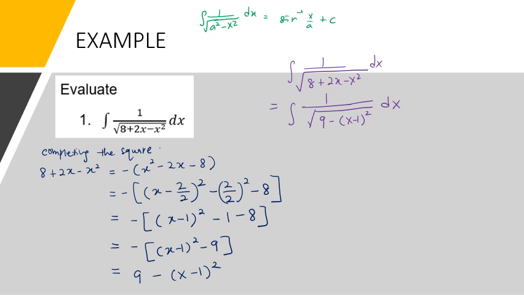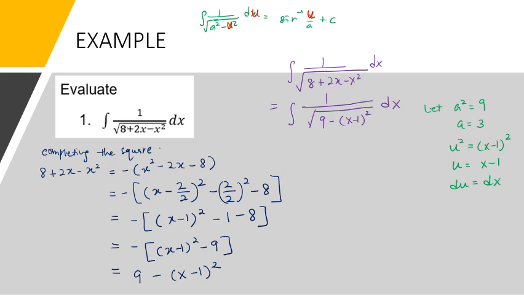Okay. So macam mana nak buat substitution? So yang ni kita buat substitution. So kita let a square sama dengan 9. So a is equal to 3. So u, okay, tukar sini u saya lupa. So kita guna u square equal to x minus 1 square. So u is equal to x minus 1. So du is equal to dx.